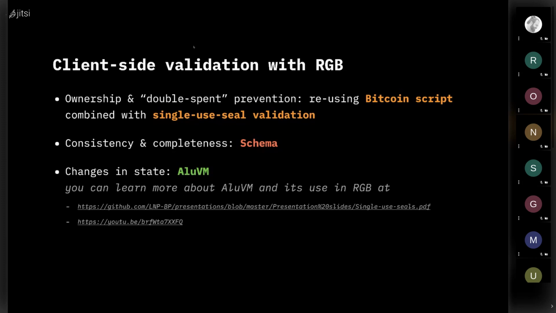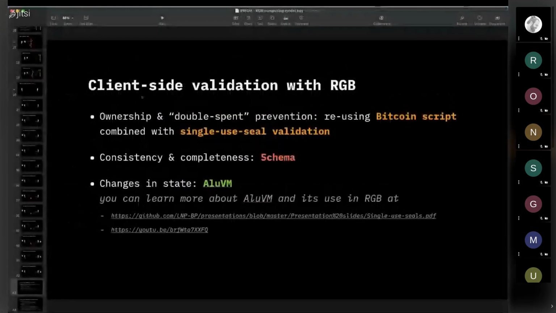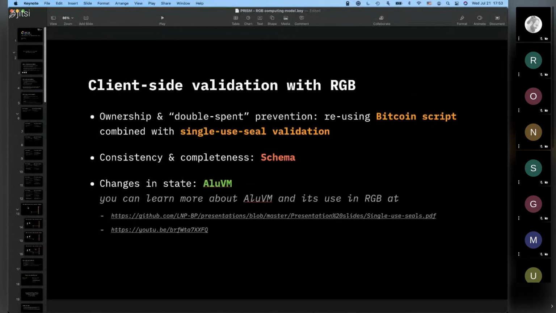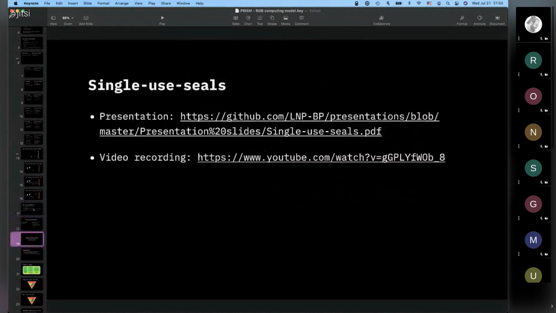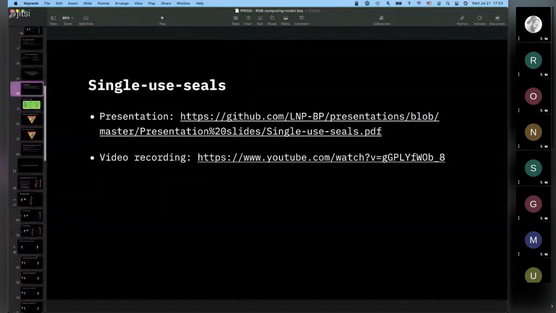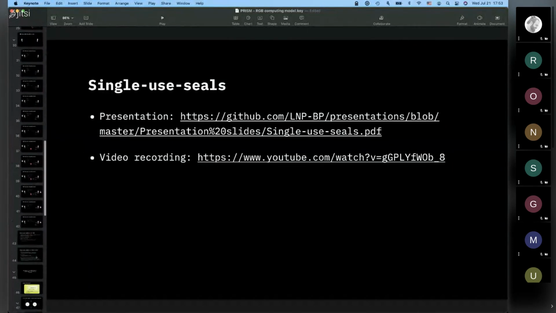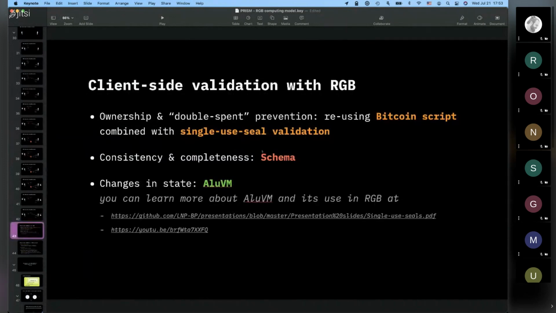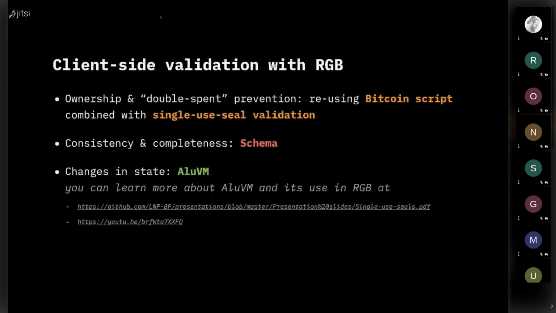Yeah. So how the validation part is performed for RGB. We validate ownership and we prevent double spending by reutilizing Bitcoin script combined with single-use seal validation. So again, I wouldn't fit the whole explanation into this presentation. I really advise checking our client-side validation presentation dedicated to single-use seals from this talk. Just give me a second. I will find this one. So you can check this video. It's like 1 hour or more of explanation of how single-use seals actually work and what the security model of single-use seals is.